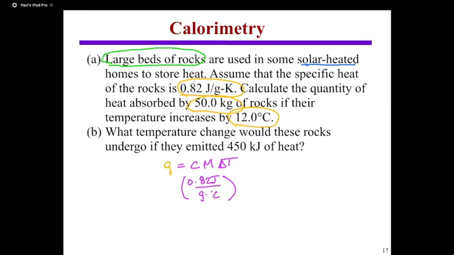They also gave you, well, they didn't give you a simple thing here. What do they give you in terms of mass? Kilograms. So this 50 kilograms can't be used directly. That's not kilojoules, that's kilograms. And so I do have to convert kilograms to grams. 1 kilogram is 1 e to the third grams. But they did give you the temperature change was 12. It's positive. The rocks heated up.